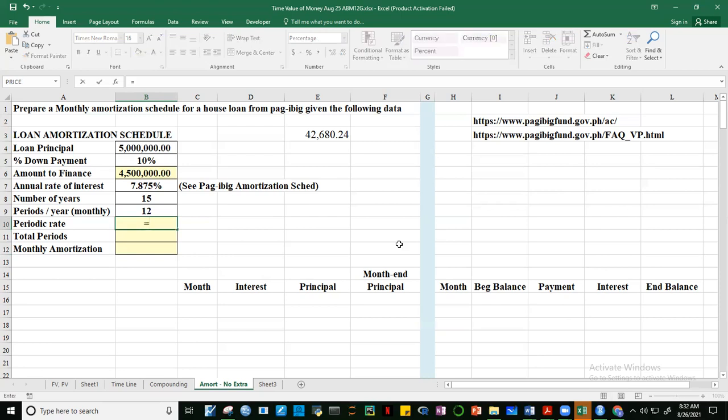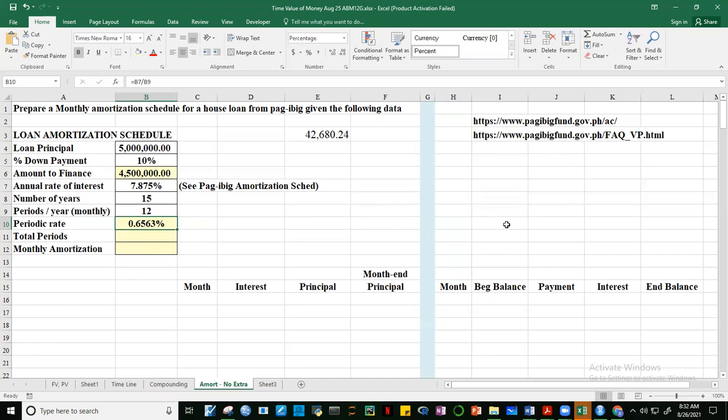It will be equal to, kasi ang annual rate natin, 7.875. Eh, monthly yung payment na to eh, di ba? So interest will be computed on a monthly basis. Diba? So ang periodic rate natin, monthly rate should be 7.875 divided by 12.